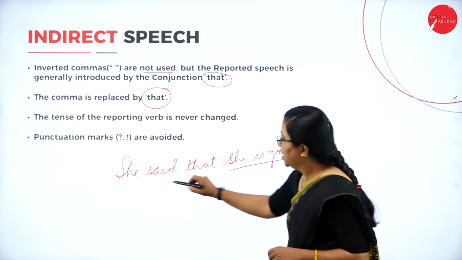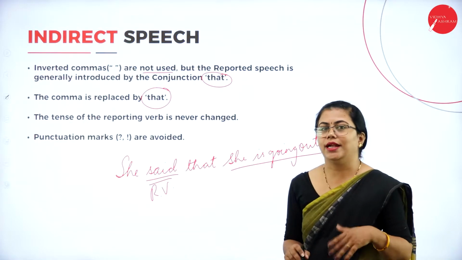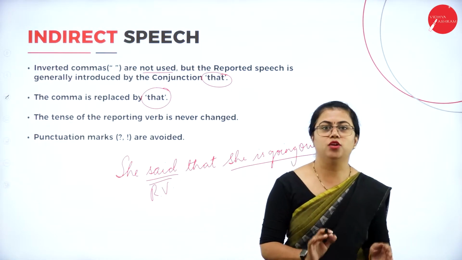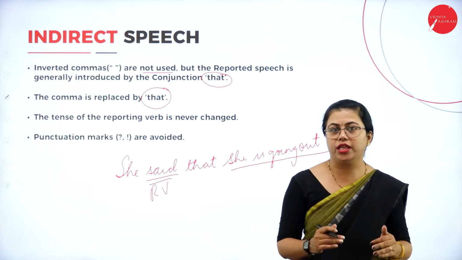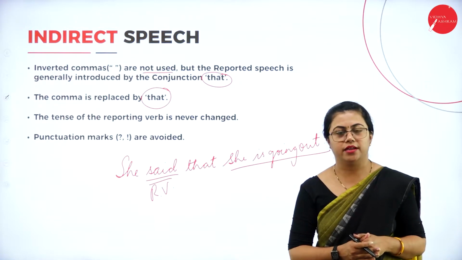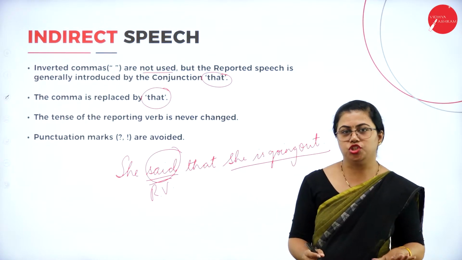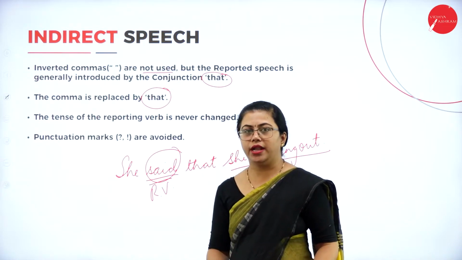Here, whatever is the reporting verb, that will not be changed at all. If it is said, you do not write it as says. If it is says, you write it as says only. You will not change it to said. Whatever is the reporting verb, you are not going to change it. So this is the rule when you change from direct to indirect speech.